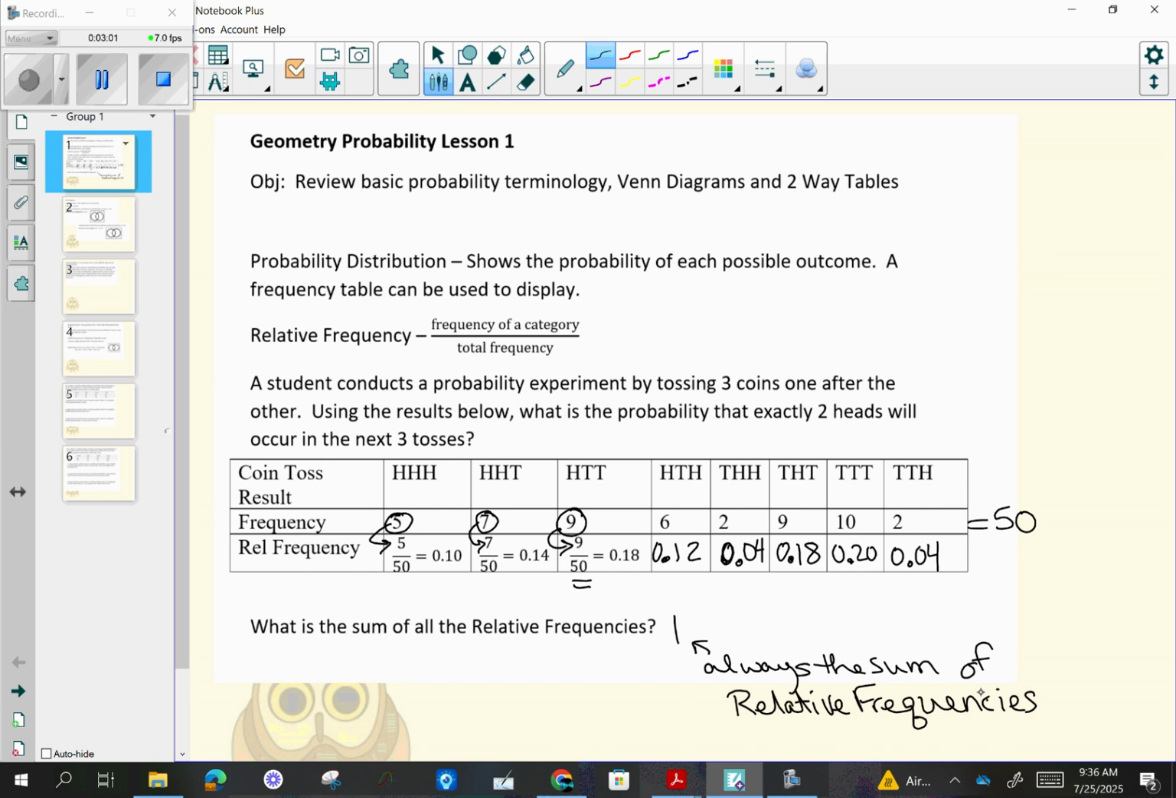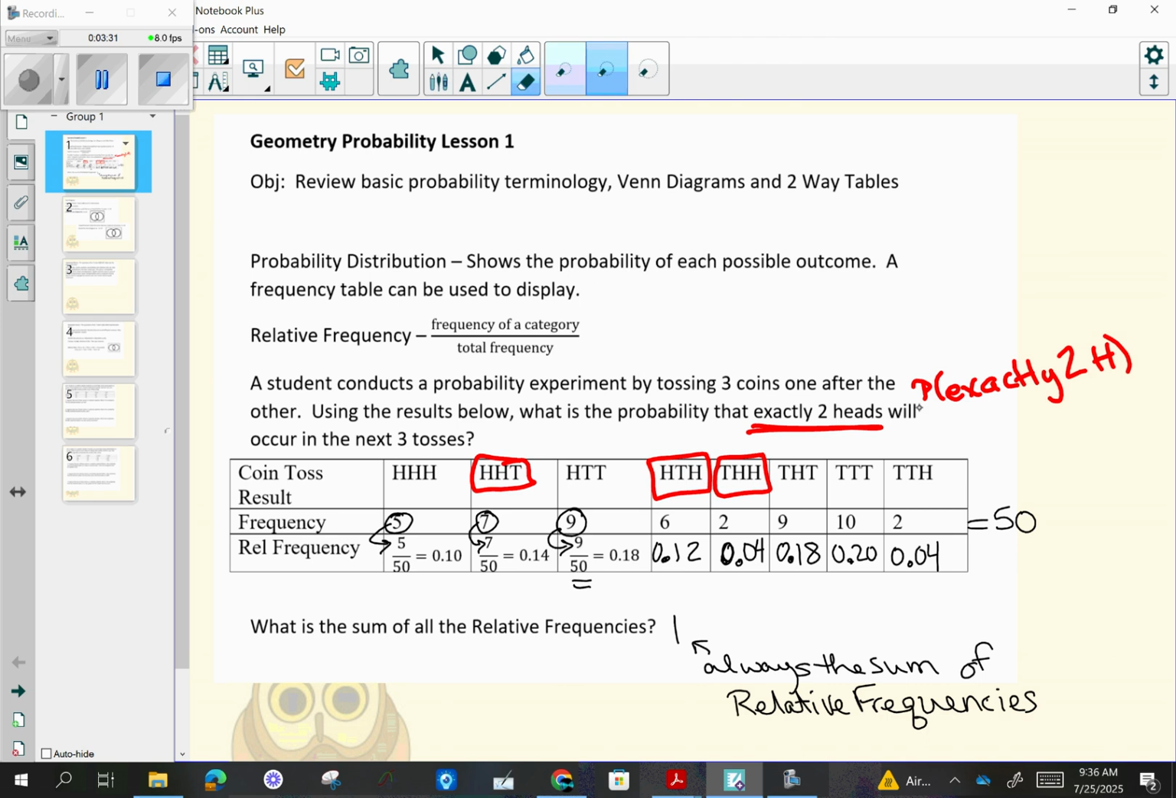Now back to the original question, it asks, using the results below, what's the probability exactly 2 heads will occur in the next 3 tosses? To do that off of our experimental results here, we look at which ones have exactly 2 heads. There's 2 H's here, 2 H's here, and 2 H's there. So to get the probability of exactly 2, and what I'm writing there is a probability notation. We put a P out in front, and then in parentheses, use the probability of what you're trying to find.